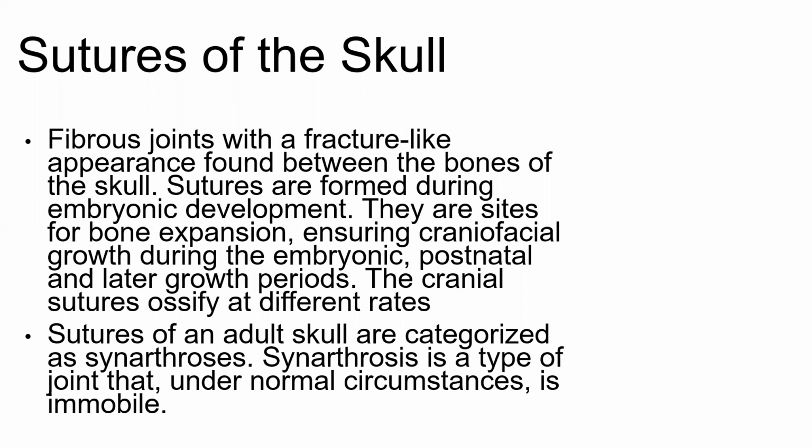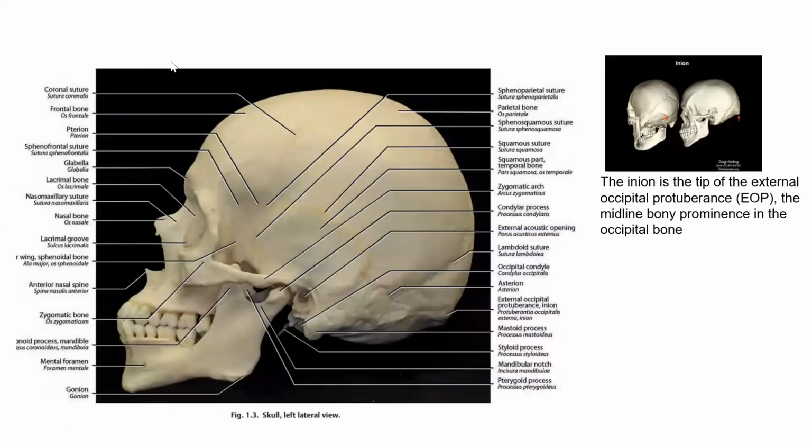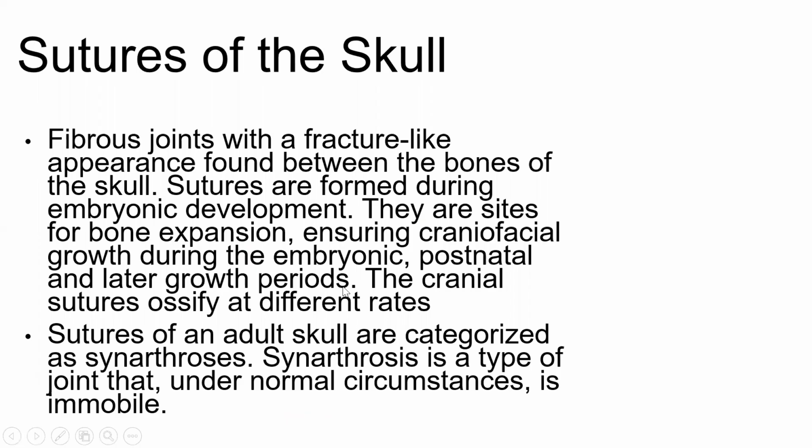The sutures of the skull are fibrous joints. Skull bones are joined together through these sutures that you have seen. This is the zigzag type of thing. They are fibrous joints with a fracture-like appearance found between the bones of the skull, and sutures are formed during embryonic development. They are sites for bone expansion, ensuring craniofacial growth during the embryonic, postnatal, and later growth periods. The cranial sutures ossify at different rates. The sutures of an adult skull are categorized as synarthrosis.